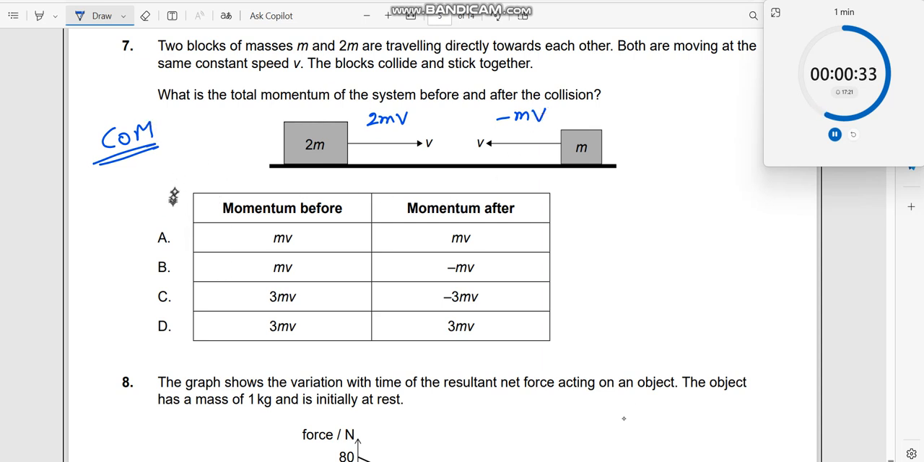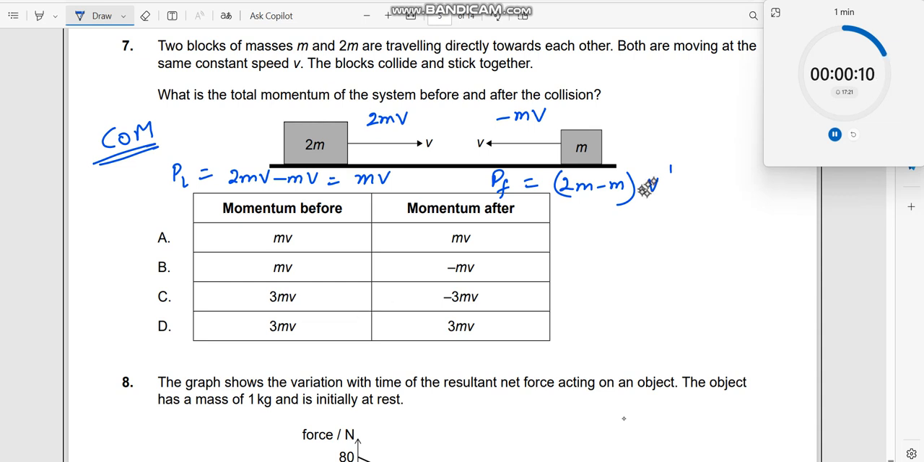What does conservation of momentum say? P initial is equal to what? This should be the sum of the momentum, 2mv minus mv, which should now be equal to mv. And what is P after? Both of them are sticking together, so the mass is 2m minus m, and we do not know with what velocity it is moving. Let us say this v dash only.